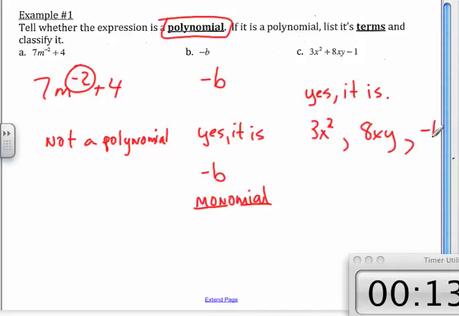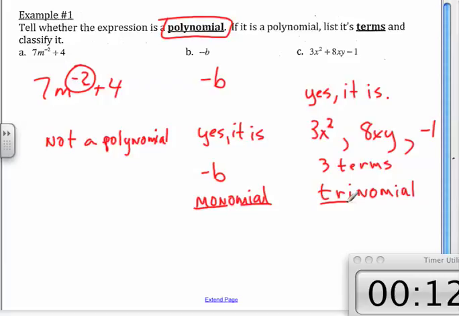Okay? Now, let me ask you this. Just looking at this, now that we've done it, how many terms did this polynomial have? How many, Ben? Okay, so it had 3 terms, and since it had 3 terms, we're going to call it a trinomial. Okay? 3 terms.